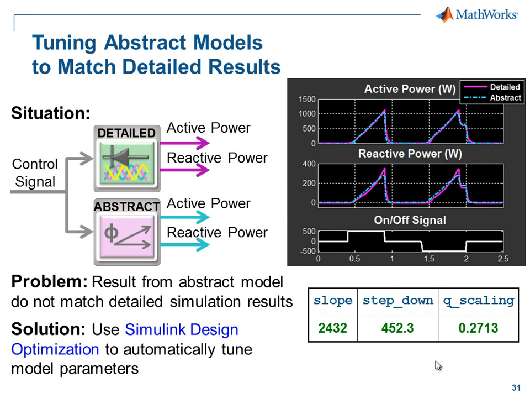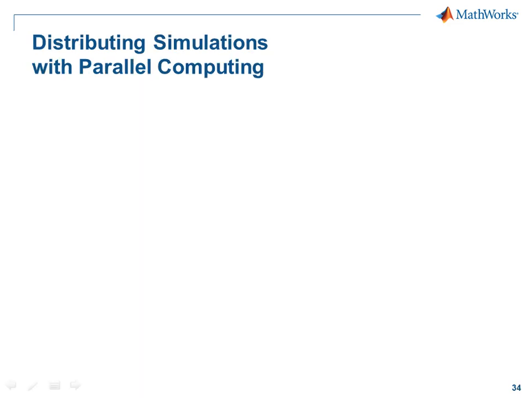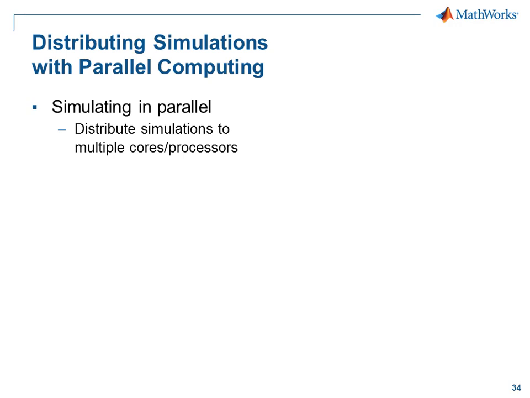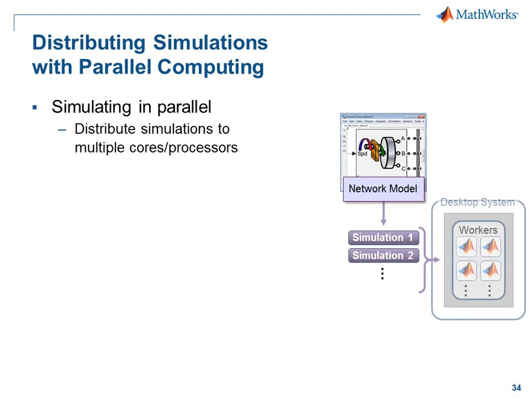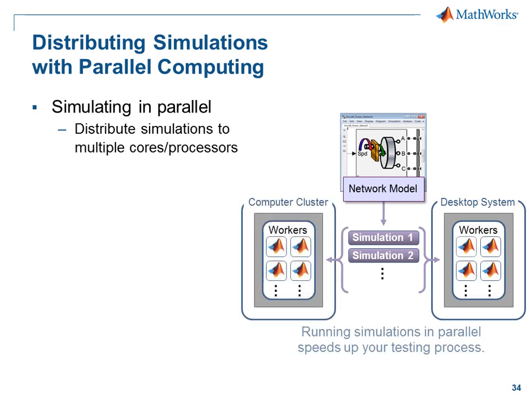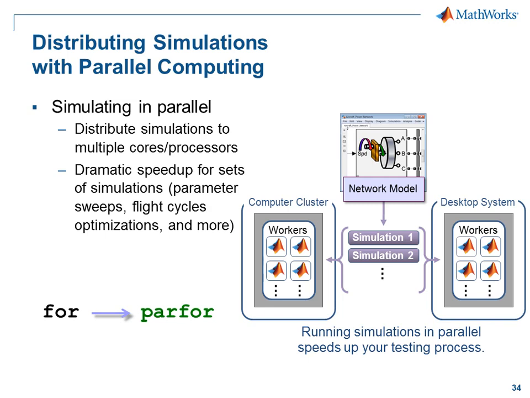In this demonstration, we have seen how we can use optimization algorithms to tune abstract models. You can accelerate your development process by distributing simulations to multiple cores or processors. If you have a simulation task that requires many simulations, such as a Monte Carlo analysis or testing many flight cycles, you can just run those simulations in parallel by distributing them across multiple cores on a single machine or distributing them across a computing cluster. In many cases, it will be as simple as changing our script from for to parfor. This can result in a dramatic speedup for sets of simulations.